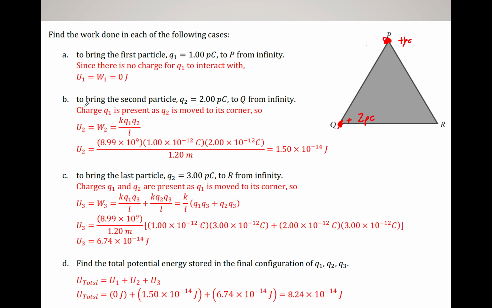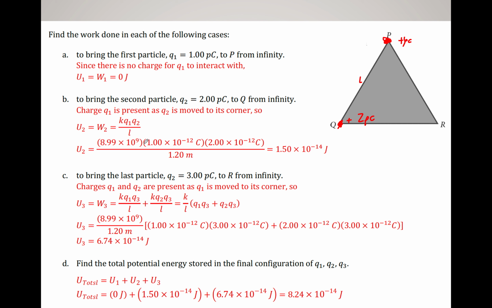Now that we've done that, we have to actually solve the formula: K, Q1, Q2 over R. R they've replaced with L because it's the length of the line of this triangle. So we can solve it. This times this times this times this divided by the distance equals 1.5 times 10 to the minus 14. Why is it 1.2? It was written somewhere, maybe in the main part of the question. This is on the instructional guide, so you'll see it. It'll be written in the first part. These are just the questions.